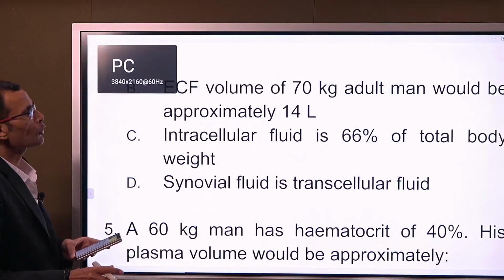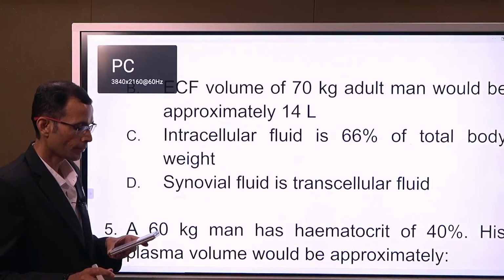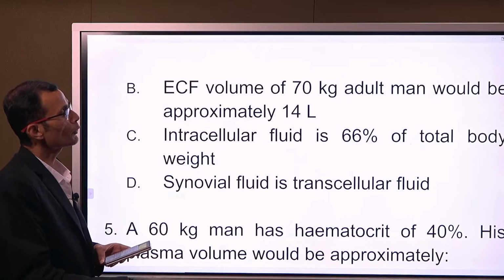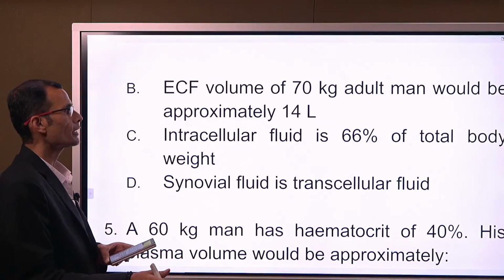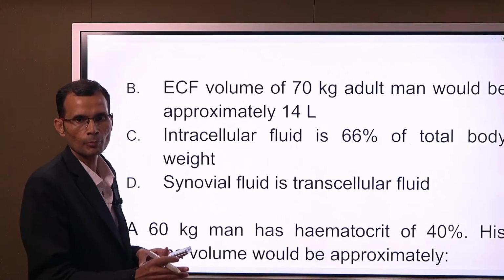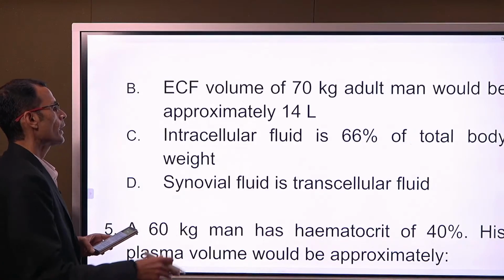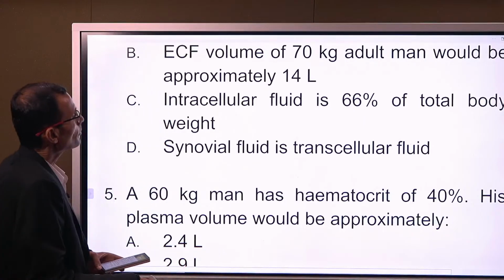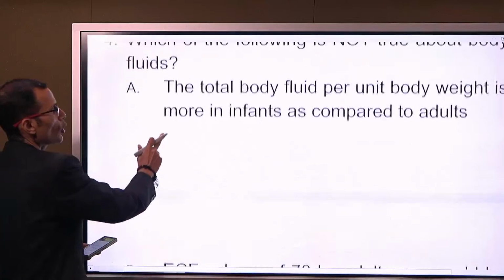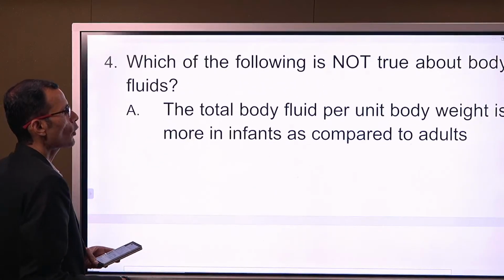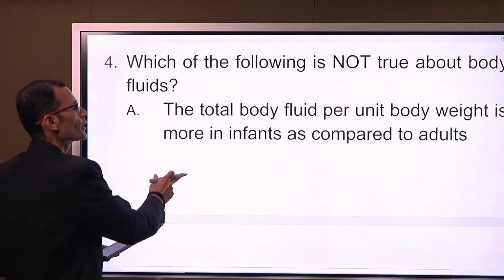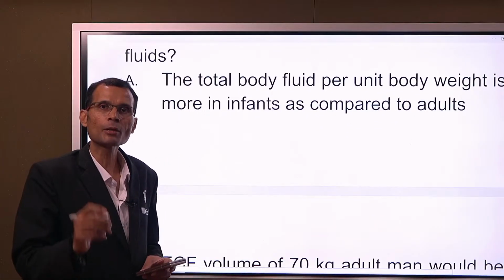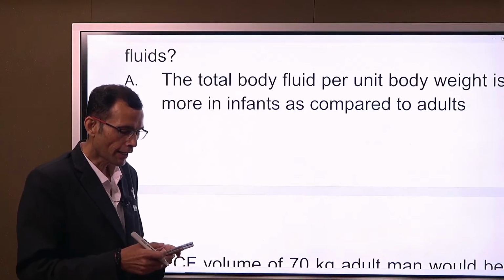Right. ECF volume will be 14 liters. Body weight, which is what we said, 2/3 of the body weight is ICF, and synovial fluid is transcellular fluid. So therefore, the incorrect option was the first one. The total body fluid per unit body weight is more in infants. That's incorrect. It is less in infants, and therefore infants are more prone to diarrhea and dehydration.